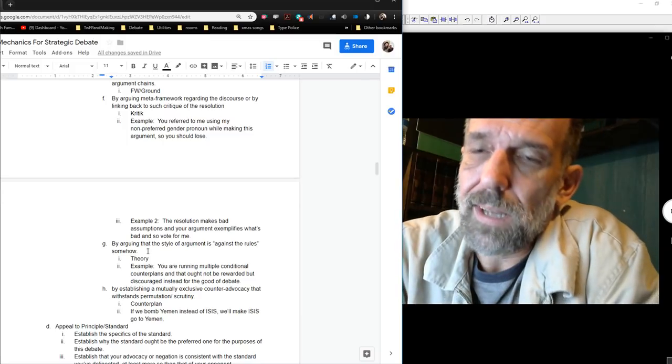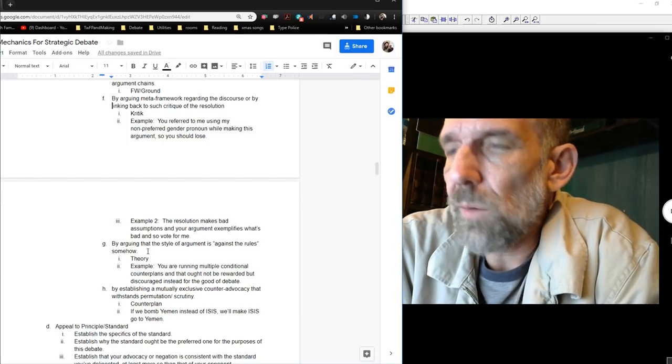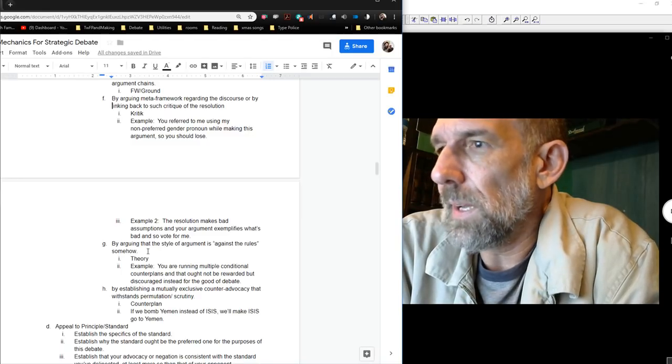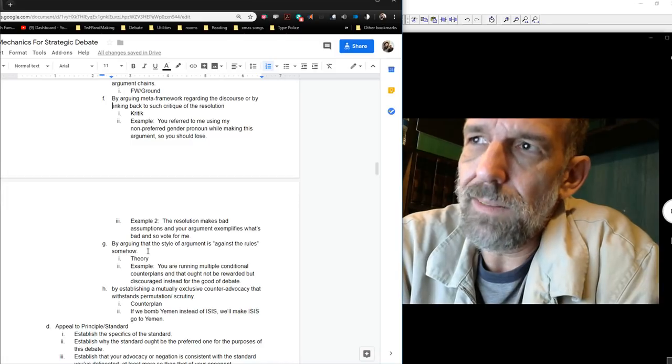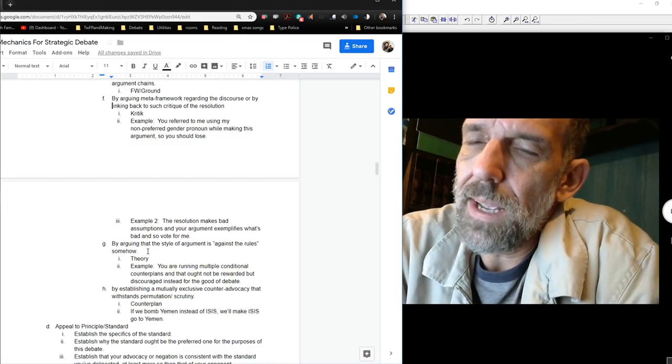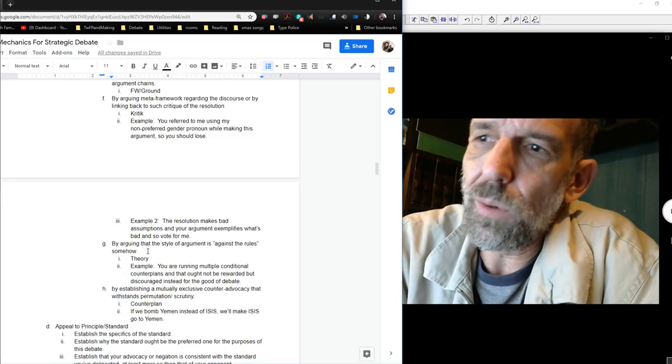Running multiple conditional counterplans on the neg means going, we should do this instead, or this instead, or this instead, or this instead of what you say. And I'm not stuck to any of those. If you defeat any of them, we'll drop them, I'll kick them. And whatever's standing at the end, that's the conditionality that we should take instead of your thing.